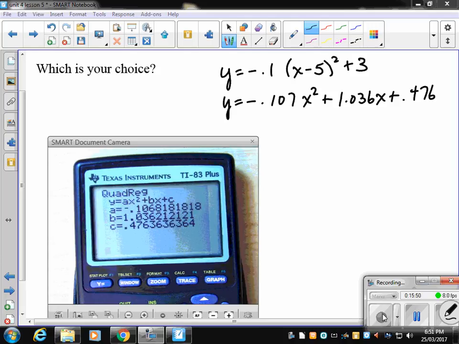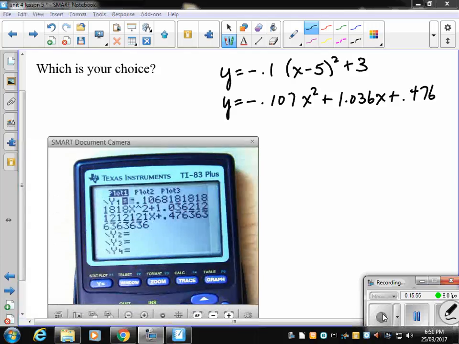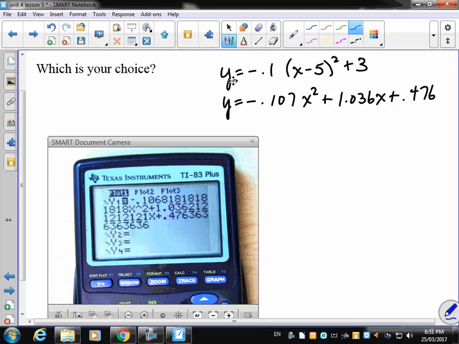Once we've got our equation like we did on the last slide, it will be stored under the Y equals button, and it is stored with all the glorious decimals. So that second equation is fully stored already in the calculator. I'm going to go down and type the one that we created algebraically as my Y2. I'm kind of changing the order here, but that's okay. My second one was negative 0.1 times the quantity x minus 5, squared, plus 3.